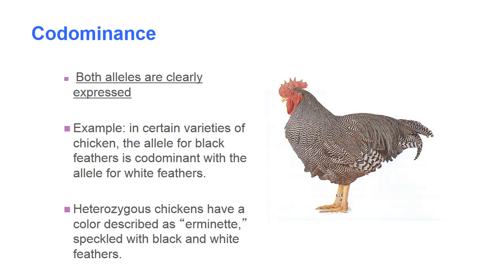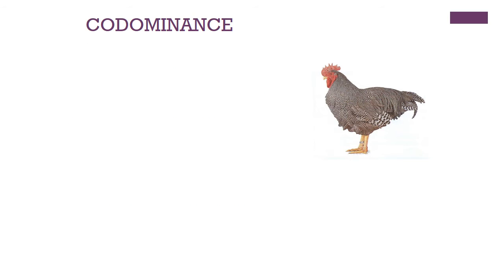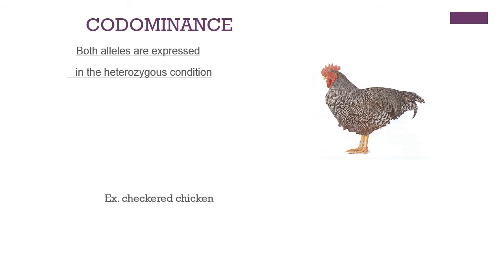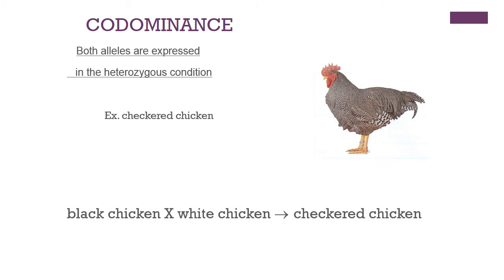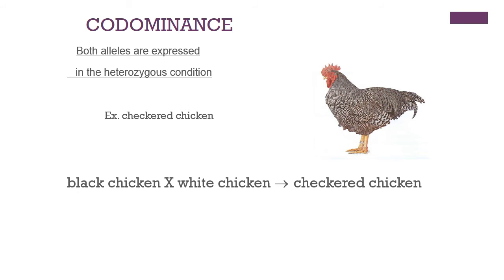Sometimes you might see a white flower with little red flecks in it. That would be another example. So both alleles are expressed in the heterozygous condition. Example is this checkered chicken. So a black chicken crossed with a white chicken is going to give you a checkered chicken. Okay. Now if you notice, we used the same letters here in the codominance, didn't we? Whereas with the incomplete dominance, we use the same type of letters, but it makes it a little bit easier when people use that prime symbol with the incomplete dominance.